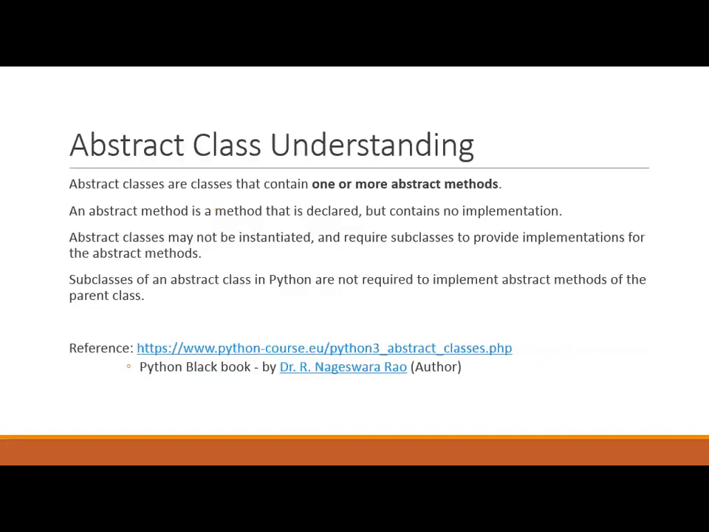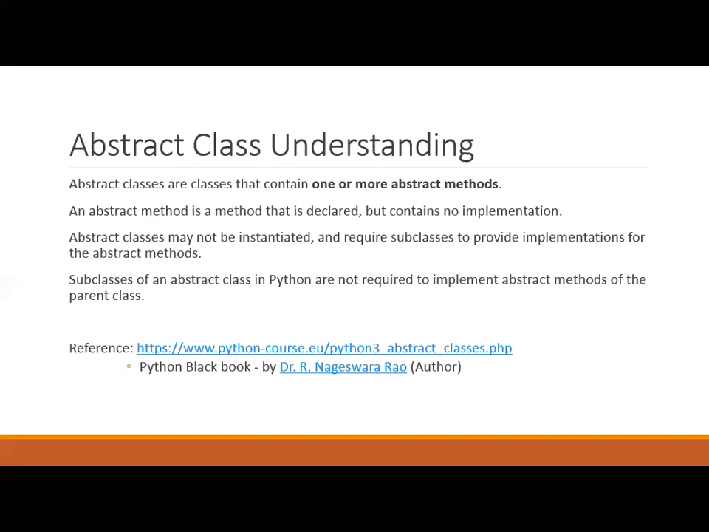First of all, getting into abstract class, we will understand what is abstract class and why we need it. Abstract classes are classes that contain one or more abstract methods in Python. So at least you need to have one abstract method or multiple abstract methods. Then it will be called an abstract class.